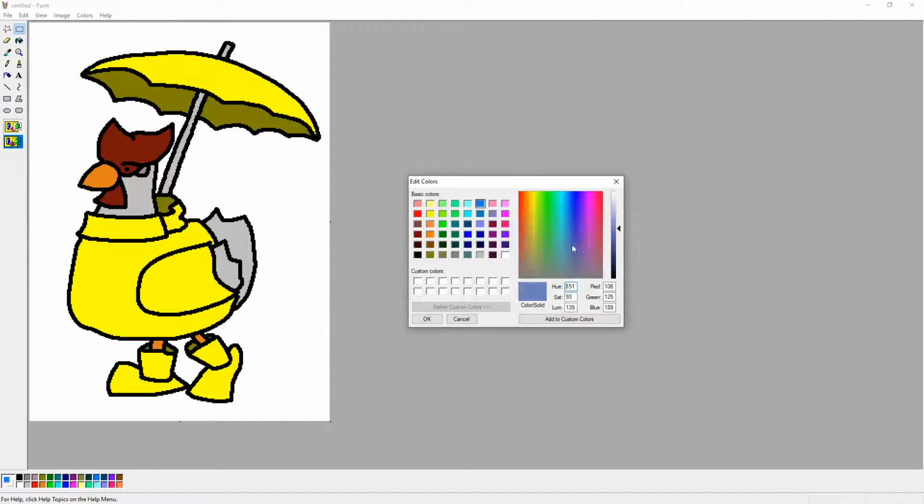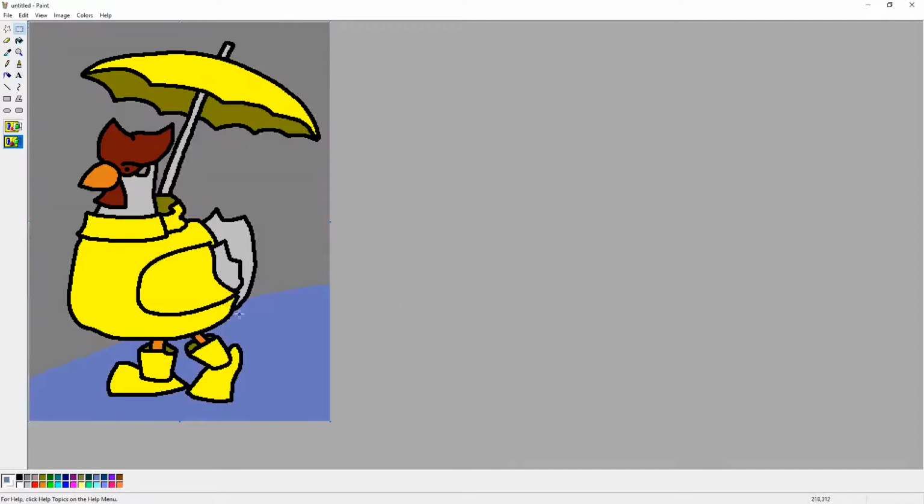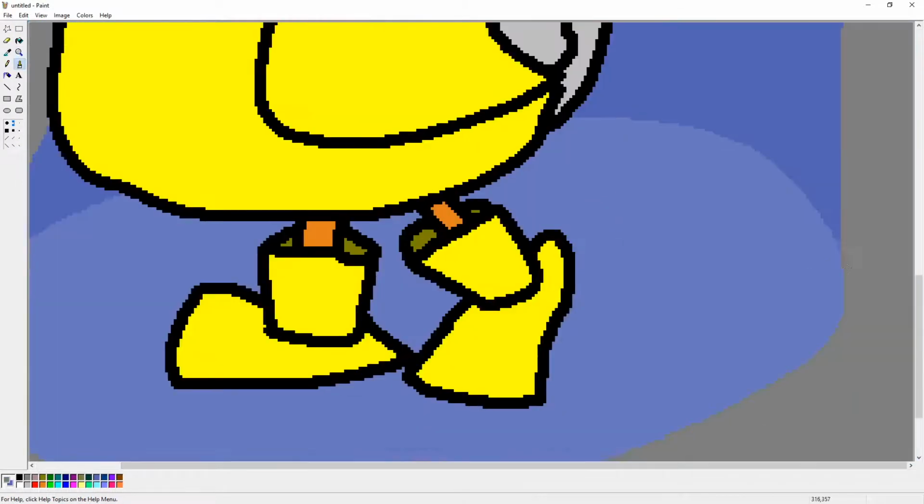For the background, I wanted to go with a dull gray and blue kind of rainy thing. After some indecisiveness, though, I went with this more abstract spotlight pattern.